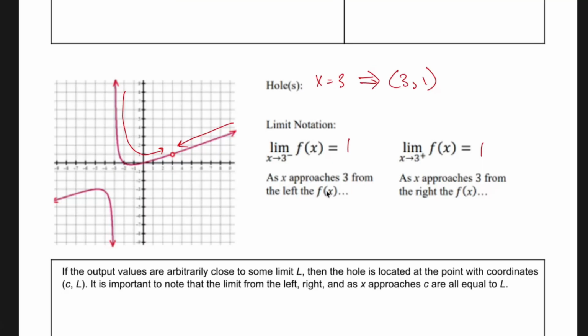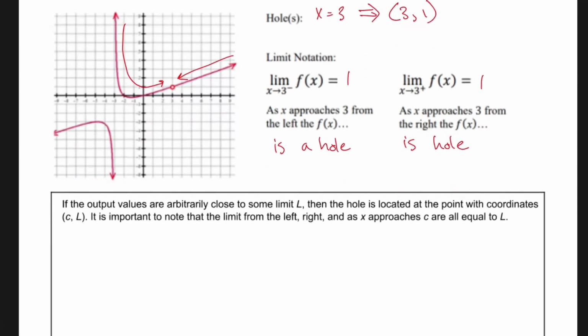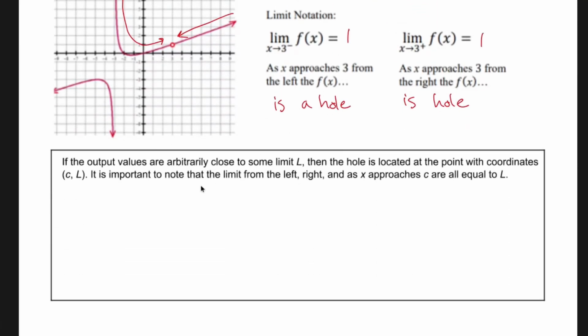So as x approaches 3 from the left, the f of x is a hole. I don't know what I'm trying to say here, but that's going to be the same thing here. In this case, it's also undefined. So even though the left side and the right side limit go to the same number, the number is undefined. It doesn't exist. So maybe I should have said doesn't exist. Too late. The f of x doesn't exist.